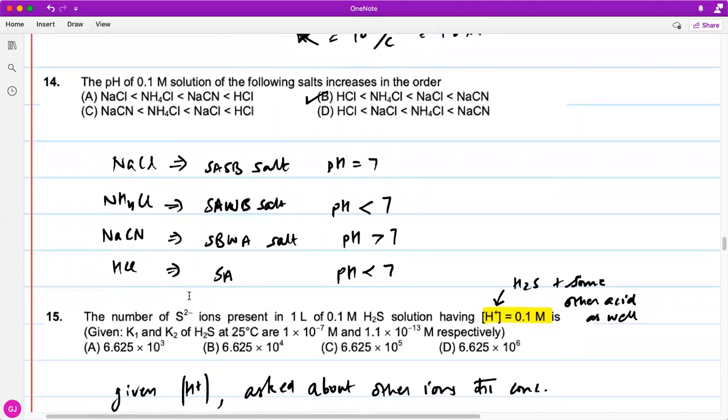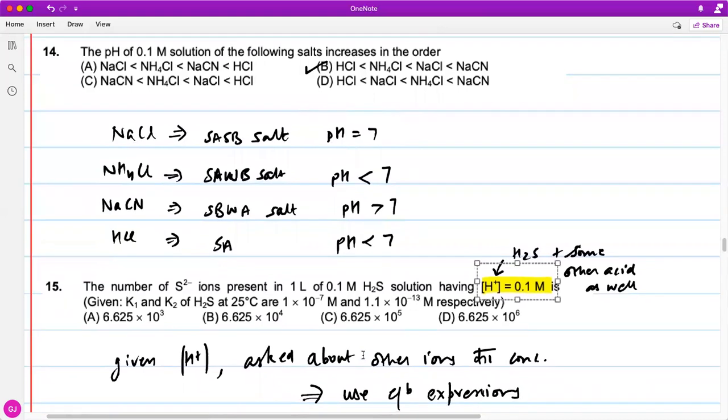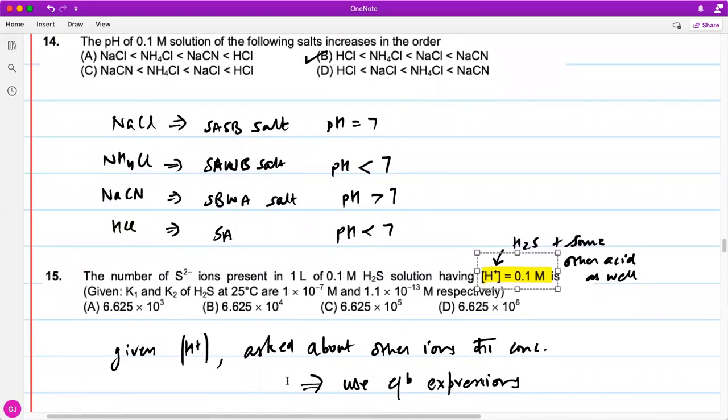The 15th question is the one I was talking about, a difficult question on hydrogen sulfide. Here it is being asked about the S2 minus ion, the sulfide ions, in the H2S solution which has a pH of 1, or an H plus concentration of 0.1 molar. Given the Ka1 and Ka2 values, this is not achievable for a plain H2S solution. So something else is present in the solution that is making it so acidic that the H plus concentration is 0.1 molar. That's fine, and we have done similar questions in class where the H plus concentration is given in a set of easy steps and some other ion concentrations are asked.